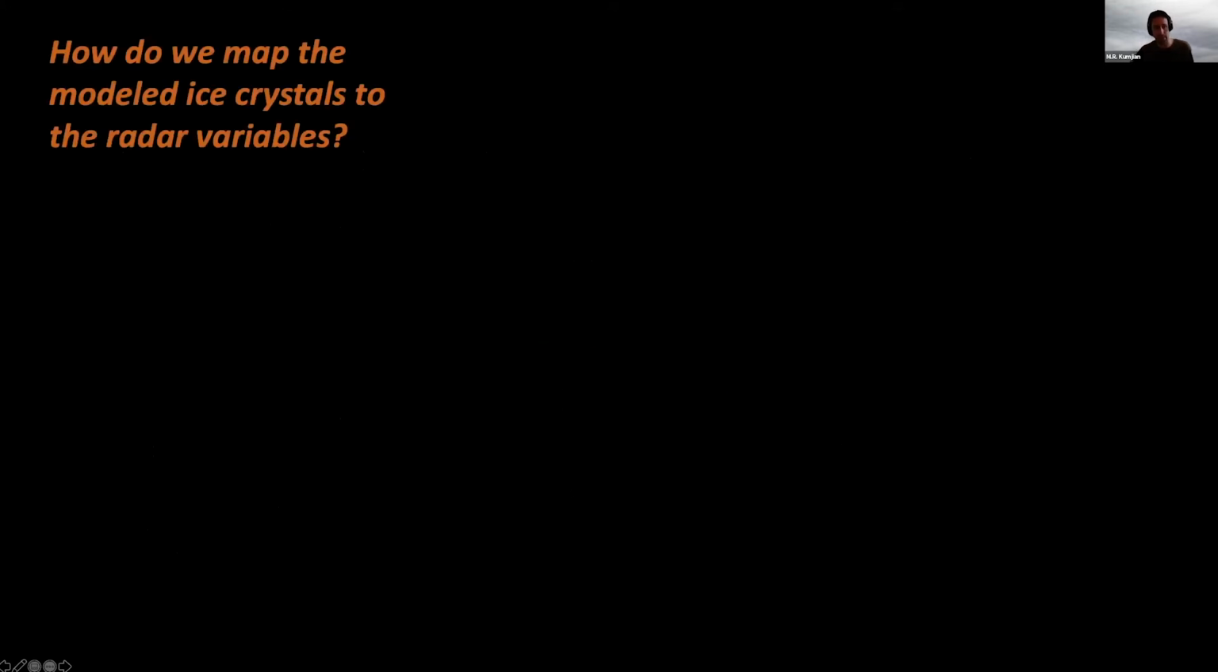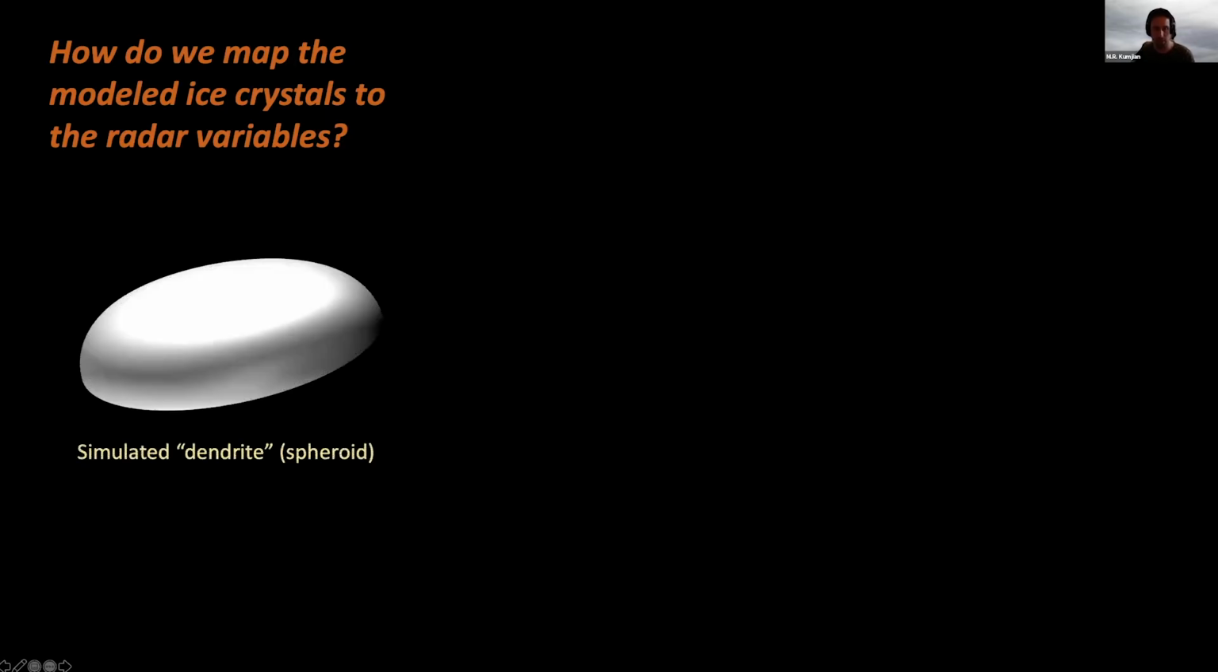And then finally, how do we map the modeled ice crystals to the radar variables? And this in itself has been an entire breakout session at the ASR before, talking about these things called forward operators. How do you go from the model space to the observational space? So these particle property models typically simulate ice particles as spheroids. In this case, I've shown an oblate spheroid. It would be representative of, say, a dendrite. And they have just some effective density that's associated with them.